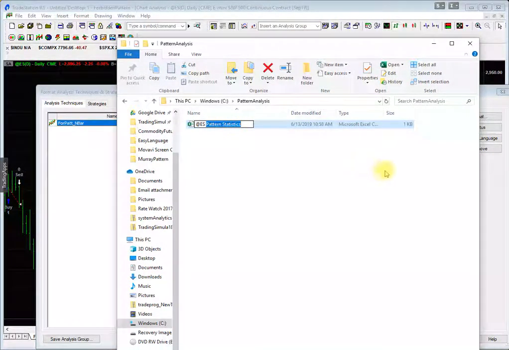Okay? So in the next video, we're going to open up this file and we're going to delve into the statistics that are provided to us and how we can use that information to derive a strategy that hopefully will create a good looking equity curve.